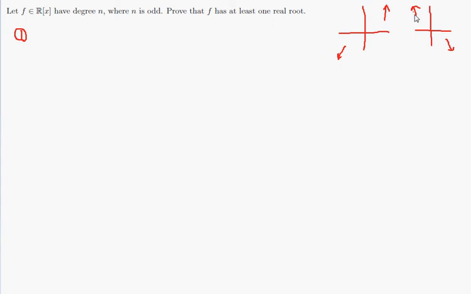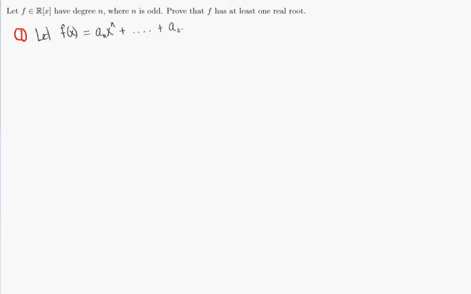Or case B, if it's positive when x is negative and negative when x is positive, then somewhere in between it must cross the x-axis. So that is the idea of the proof, and let's now formally write up this proof, and that will be the first of two different methods for proving this theorem.